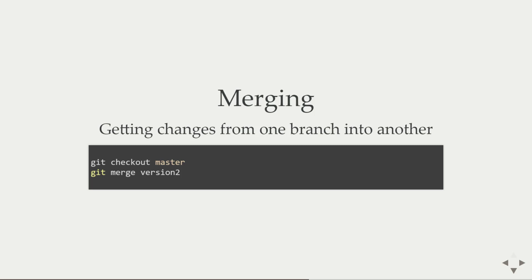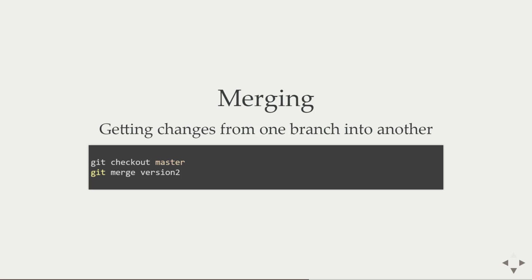So notice there wasn't a whole lot to branching in general. Branching really is just creating the branch and using it. The next piece is merging. So I've got to be able to get my changes from one branch to the other.